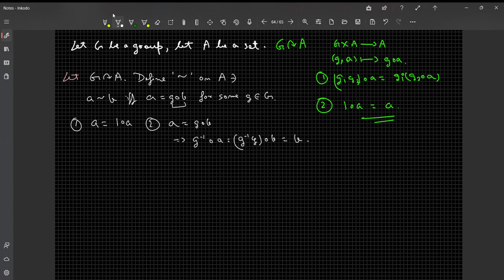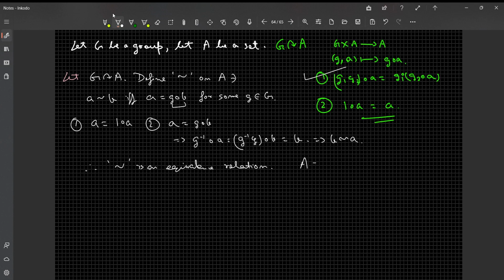So since g inverse is also an element from capital G, this means b is related to a, right? And the transitive property also holds directly from this property. So that's pretty easy to notice. Therefore, this is an equivalence relation. And we know that equivalence relations have one unique property: that they partition the set on which the relation is defined into equivalence classes, right?